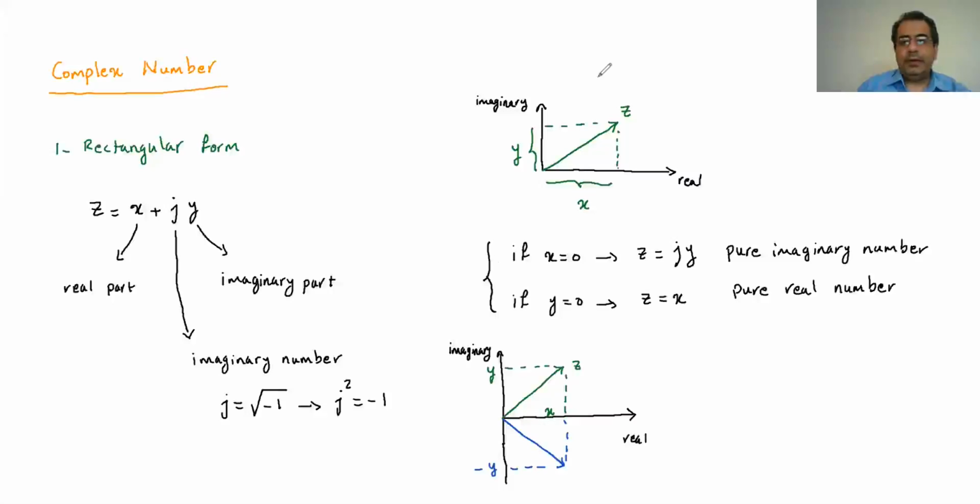This second one I call z star. z is going to be x plus jy, and z star, down a little bit lower, is going to be x minus jy. It's called the complex conjugate.